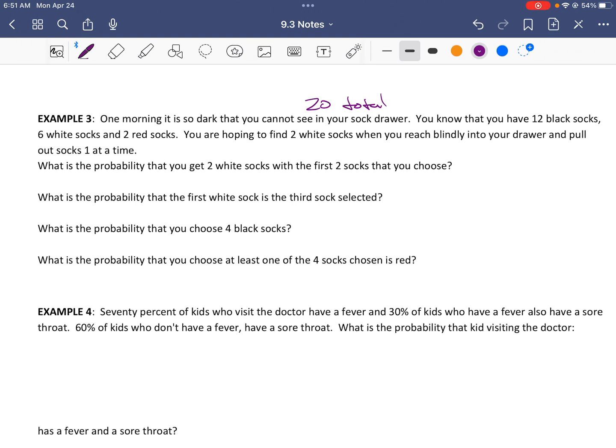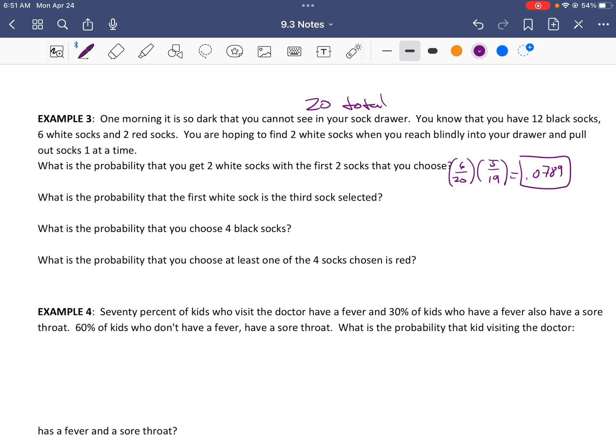Well, white and white. So 6 out of 20 and 5 out of 19. 0.0789. Okay, dependent probability. The event that is second is affected by what happened first.